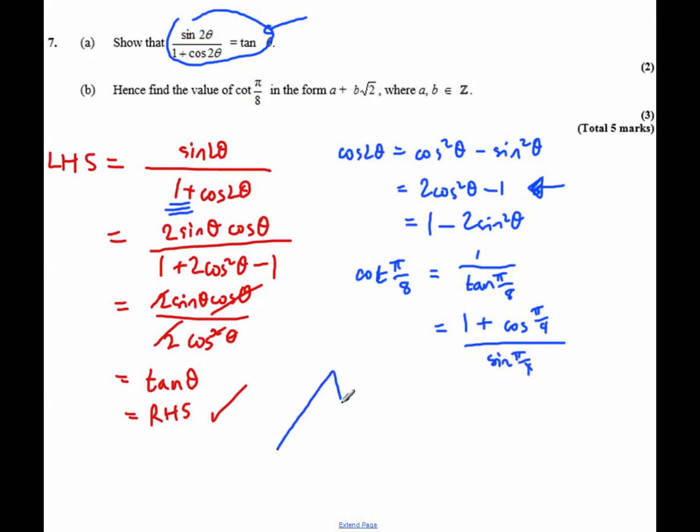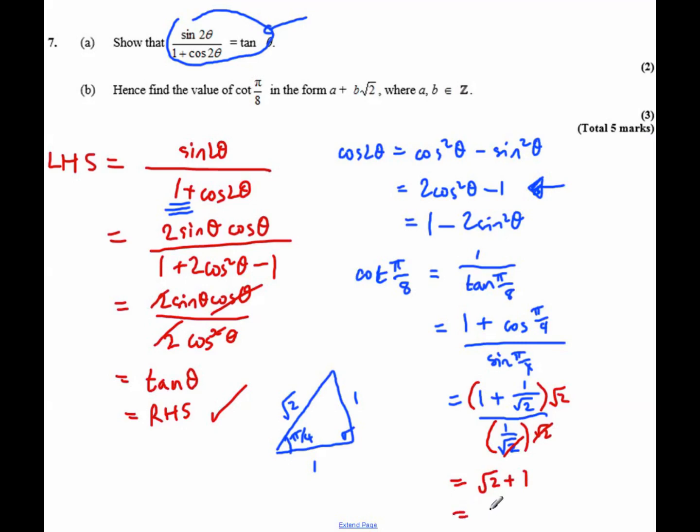At this stage, I need to know about cos and sine of pi on 4, and the relevant special triangle is the one that does 1, 1, root 2. So I get 1 plus 1 over root 2, over sine of pi on 4, which is 1 over root 2. To tidy up this fraction, we multiply top and bottom by root 2. That gives us a denominator of 1, which goes away, and we just get root 2 plus 1, which in their format is 1 plus 1 root 2. Done. We're going to pause here, and I'm going to carry on with the last 2 questions in a minute.